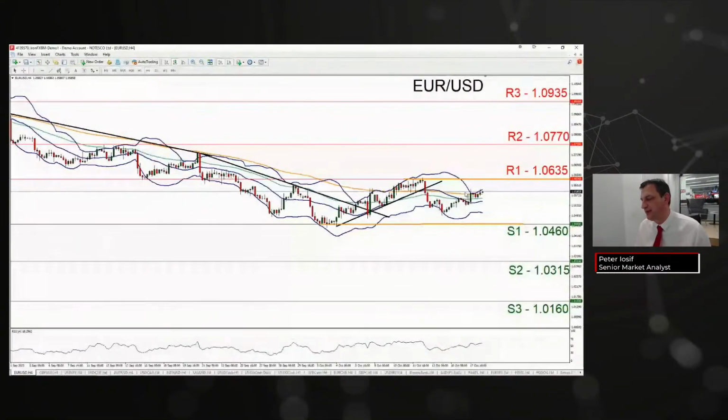On the flip side, should the bears take over, we may see the price action dropping, breaking the S1 1.0460, which provided support here, and start aiming for the 1.0315.